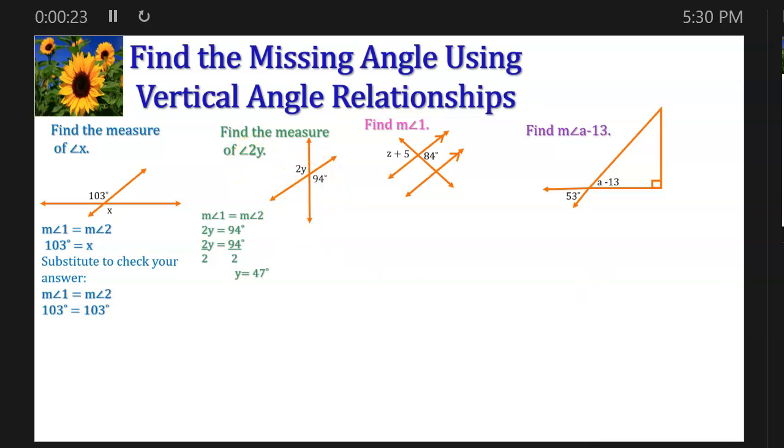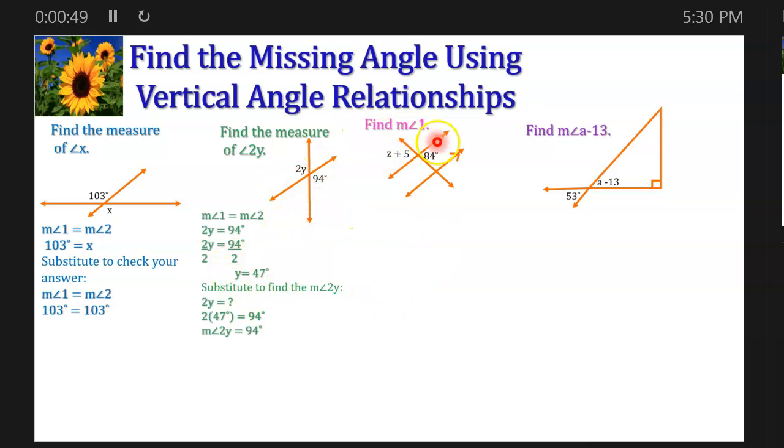All right, so we made them equal to one another. We divided by 2 and found out what y was equal to. Now we need to plug that into 2y, or 2 times y, to get our full angle measurement. So 2 times 47 is 94. Since this is 94 over here, we know this has to be 94 as well. So we know we got the right answer because they have to be equal to one another.